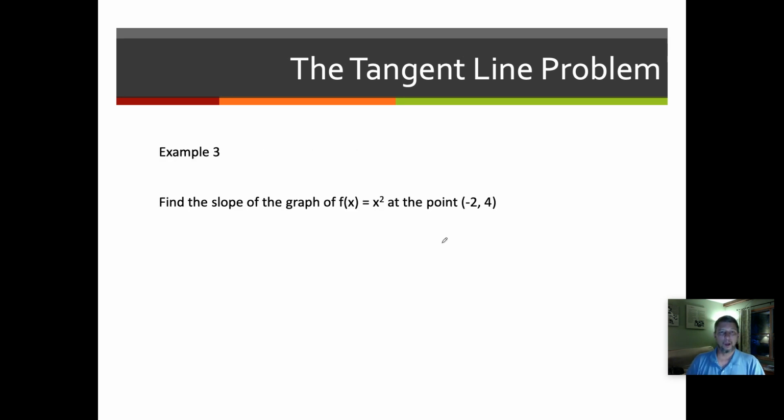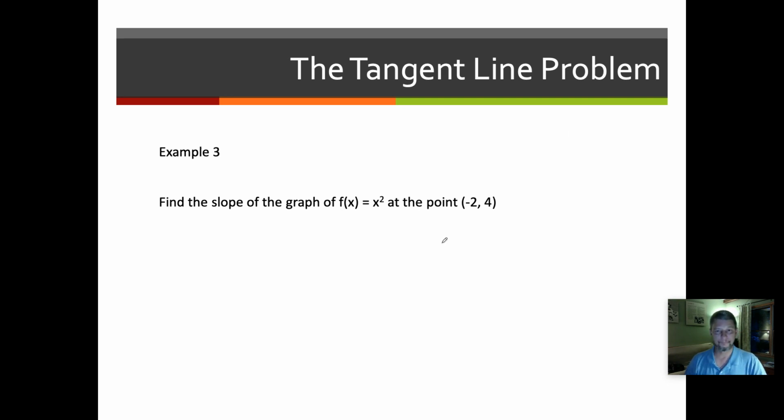Okay, so let's look at another example then. We're going to use the same graph, f of x equals x squared, but this time we're going to try to find the slope of the graph at the point -2 comma 4. We're going to do this by using the slope of the secant, or in other words, the difference quotient here. So find the slope of the graph of f of x equals x squared at the point -2 comma 4.